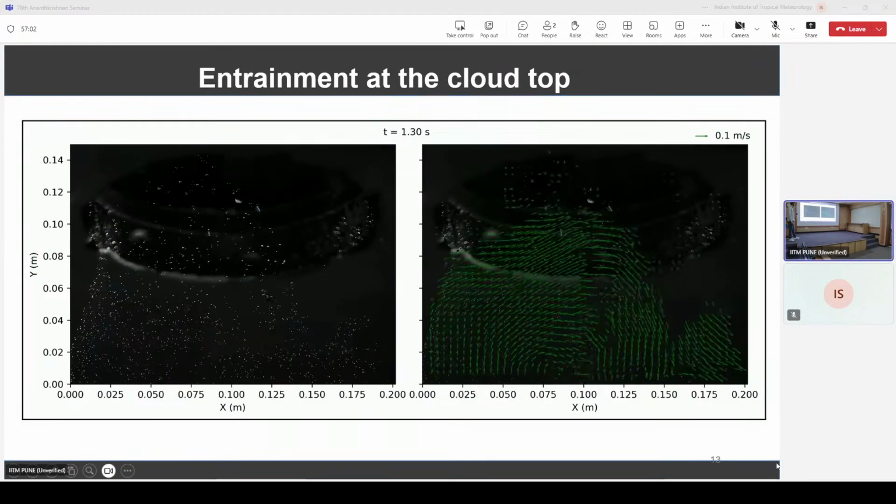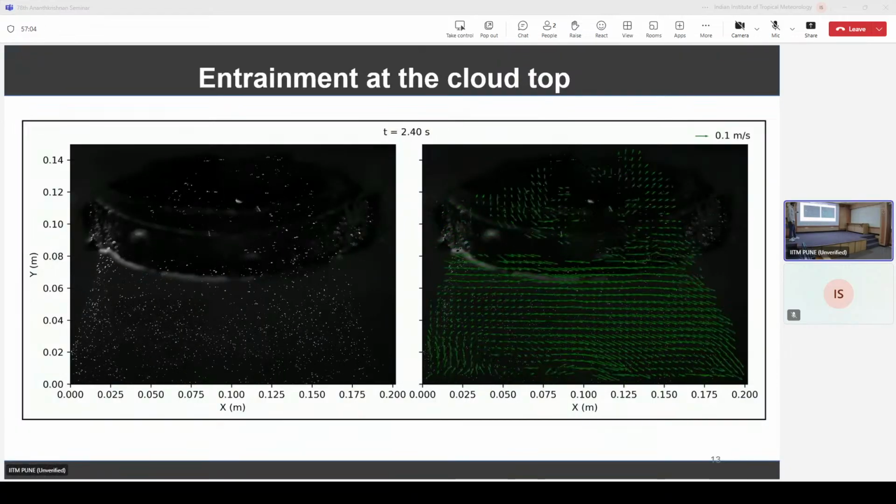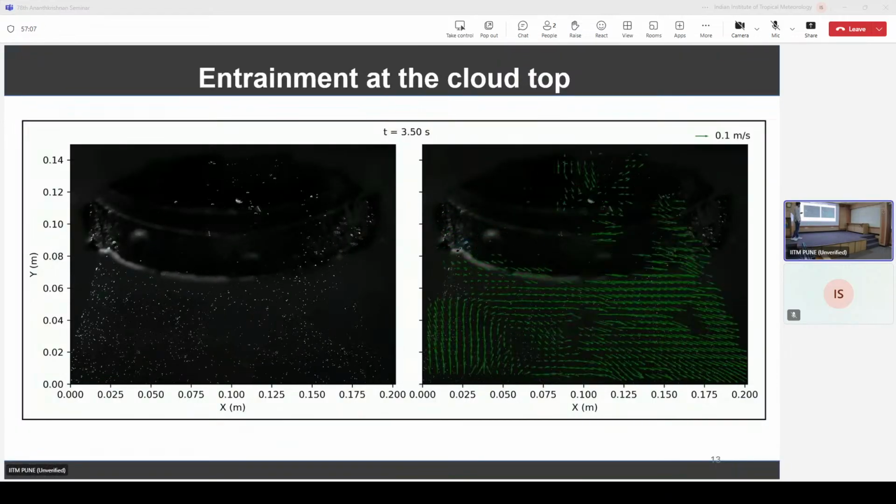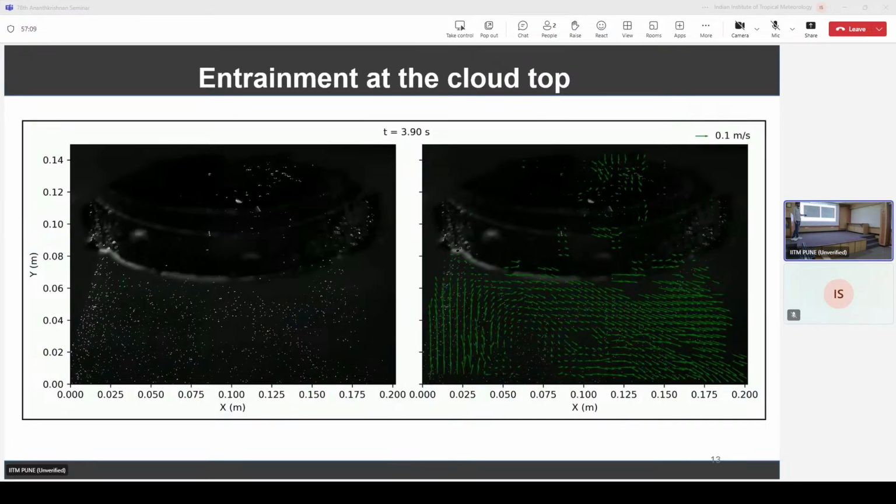So this is from the PIV image for the same things. You can see the droplet fields, how the entrainment and detrainment are happening at different scales. Obviously this has a significant effect on the number concentration very near the top of the cloud because it takes part in evaporation.